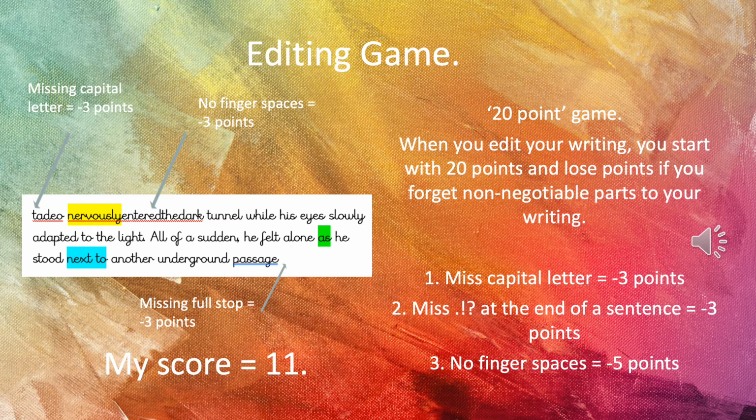Once you've finished, it's time to check out the new editing game. This is called the 20-point game. When you edit your writing, you start with 20 points and you lose points if you forget non-negotiable parts to your writing. Number 1, if you miss a capital letter, you lose 3 points from your 20. If you miss a full stop, exclamation mark, or a question mark at the end of a sentence, you lose 3 points. If you have no finger spaces in a part of yours, that is minus 5 points.